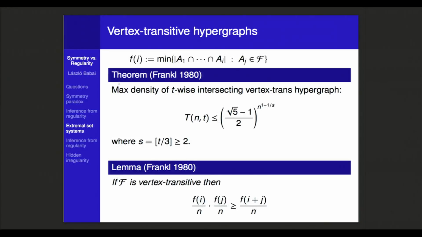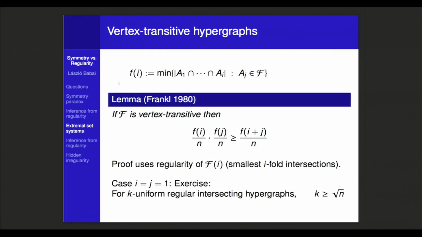All right. So this is the general result that Frankel proved, where this T and this S are the same number. No, S is 1/3, right, S is about 1/3 of T, yes. Okay, and I just wanted to show you a beautiful sort of convexity type lemma that he proved. If F is vertex-transitive, then this kind of inequality, subadditivity or submultiplicativity, holds for these minimum sizes of the intersections. So the proof uses the regularity of f of I. Just to see what this says for I equal j equal 1, that should be the trivial case, where it says exactly that the size is at least square root. That's what this says in that case. So this is a far-reaching generalization of that assumption.